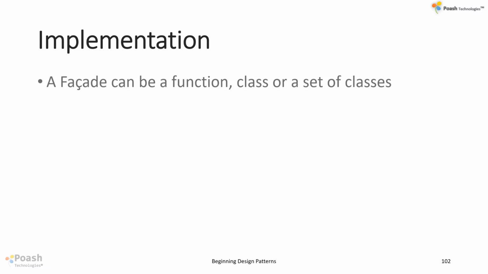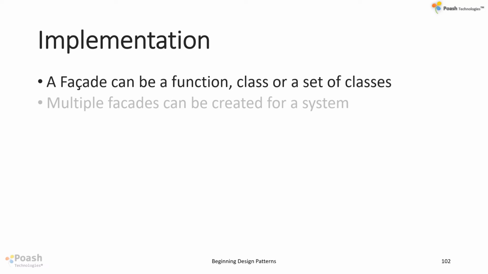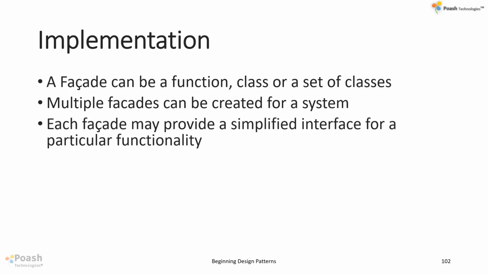A facade can be implemented in various ways. A facade can be a function, it can be a class, or it can be a set of classes. It is possible that you can create multiple facades for a system. Each facade may provide a simplified interface for a particular functionality of the subsystem.